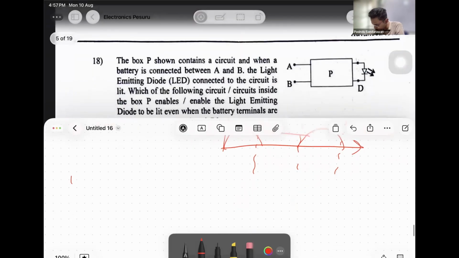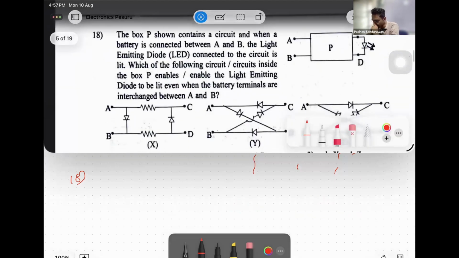18. The box P shown contains a circuit. When a battery is connected between A and B, the light emitting diode LED connected to the circuit is lit. Which of the following circuits inside the box P enable the light emitting diode to be lit even if the battery terminals are interchanged? Now let's assume A is plus. If A is plus, see what happens. This diode is going to be forward biased.